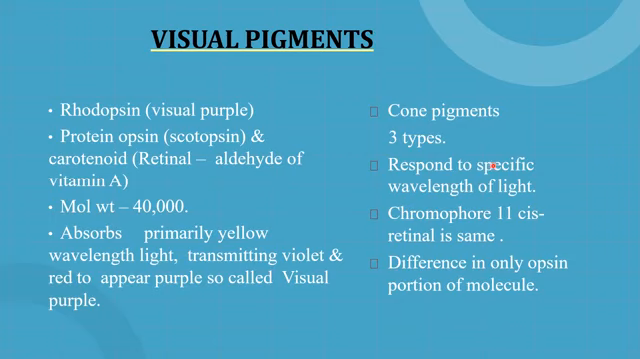And the cone pigments, three types, which respond to specific wavelength of light. So because of this specific wavelength, they are categorized into three: red, blue and green. Chromophore, that is the retinal part, it is 11-cis retinal, which is same for all three pigments, and difference is only in the opsin portion, which is the integral part of the membrane.